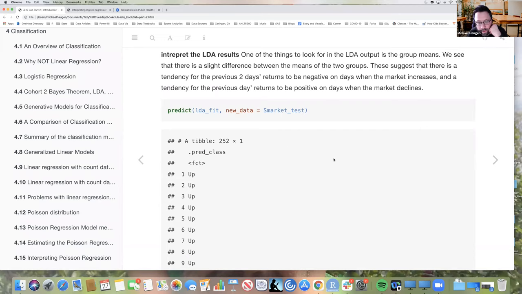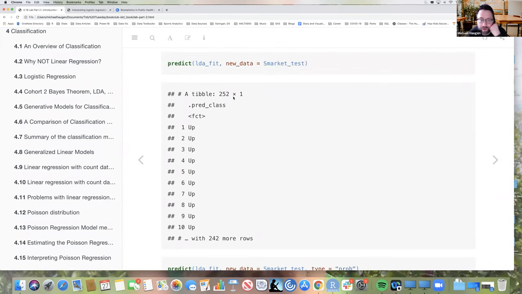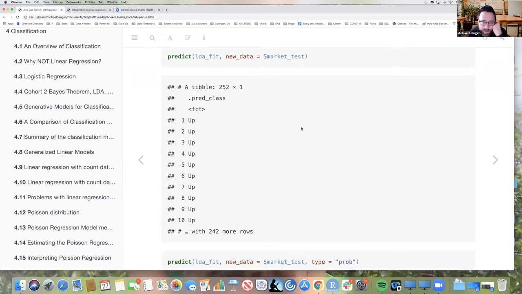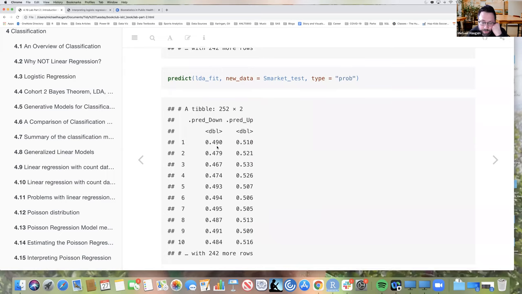And then it gives whether the stock market was up or down, a tibble, 252 by one. So that's that kind of predict. Here we predict LDA fit, new data equals the testing, and then the type equals prob. And here we have the probabilities. So we have that more interpretability of the probability of the stock market going down or going up based on our model.